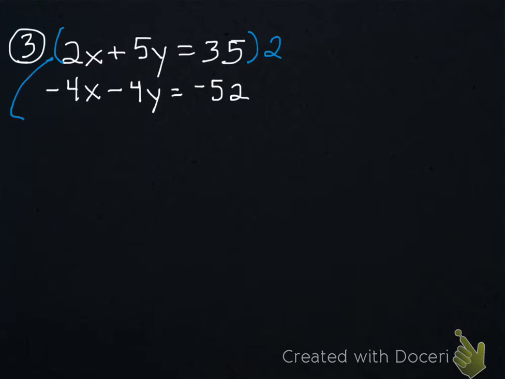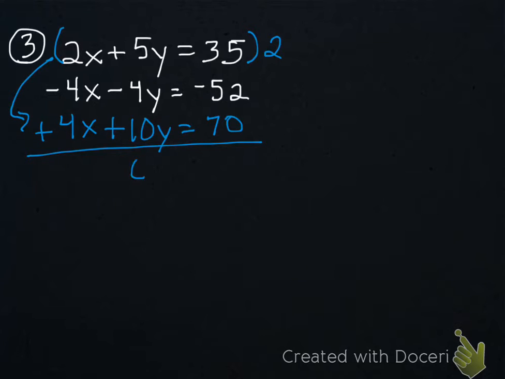Again, I'm just going to come right down below the second equation and write the top equation multiplied out. So 2 times 2 is 4, so I'd have 4x. 5y times 2, 10y. And then 35 times 2, 70. Now we're ready to add the equations together. Notice the x's cancel out. I'm left with 6y equals 18.